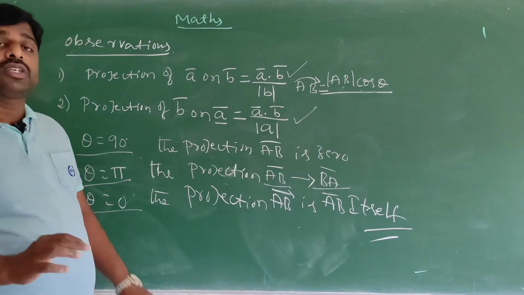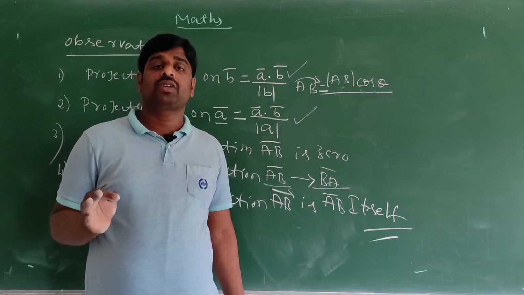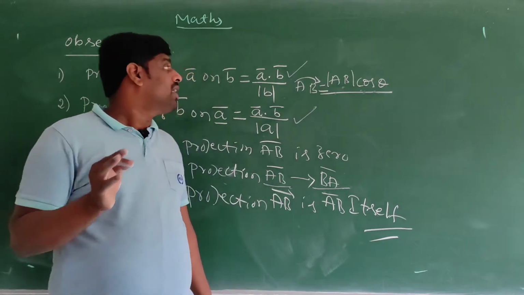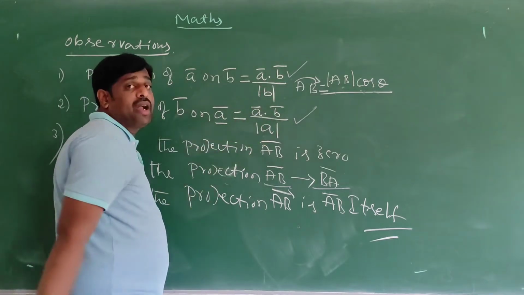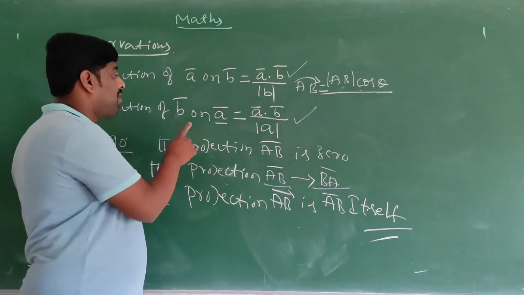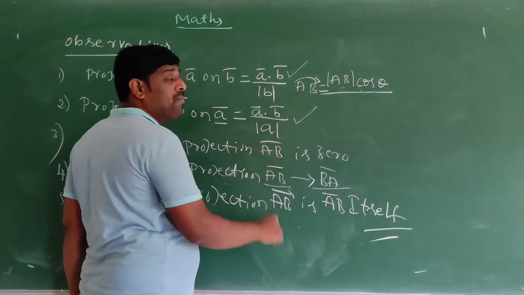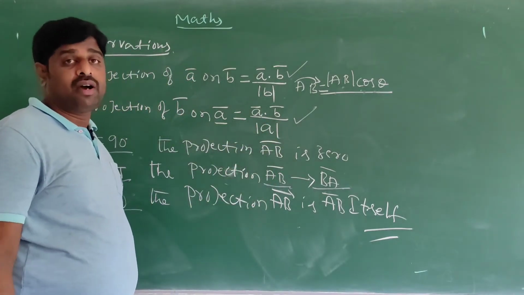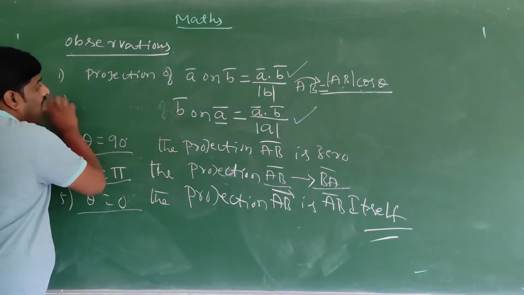Remember students, projection of A bar on B bar, one formula, projection of B bar on A bar. A bar on B bar is A bar dot B bar divided by magnitude of B bar. So B bar on A bar equal to A bar dot B bar divided by magnitude of A bar. Okay, this is about observations of projection of a vector.